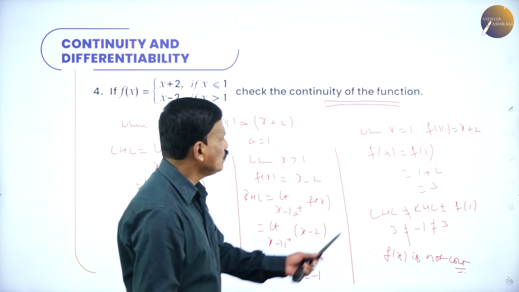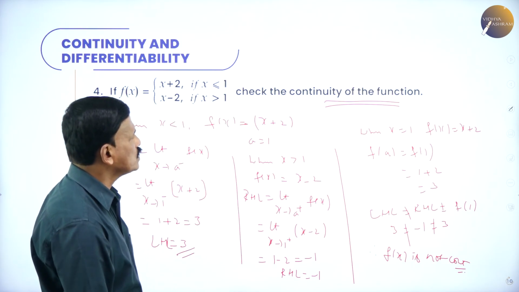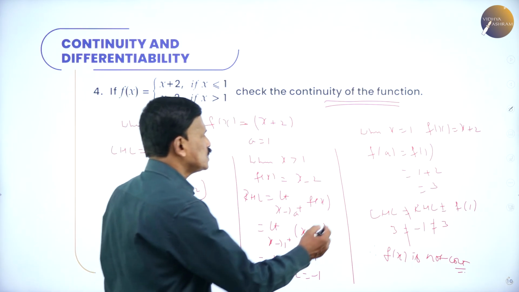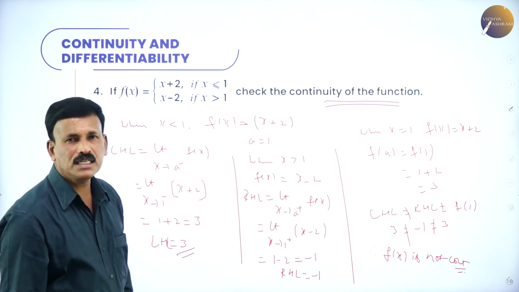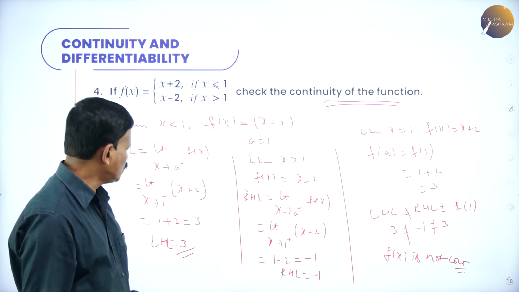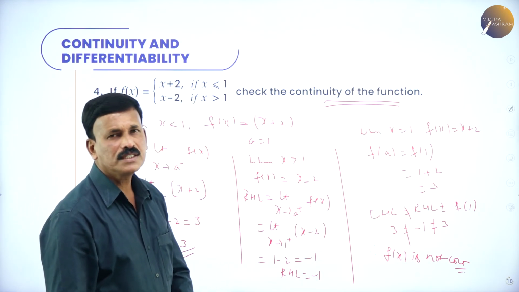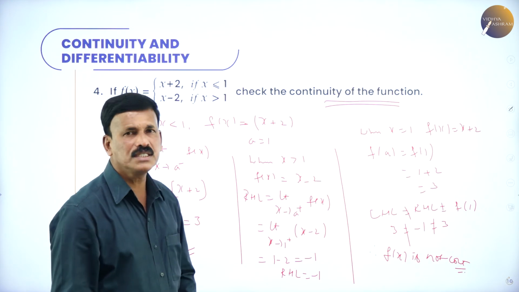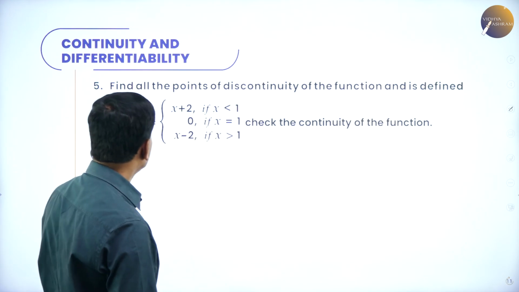So when x is equal to 1, f of x is equal to x plus 2. F of a is equal to f of 1, so that is 1 plus 2, which is 3. Left hand limit, right hand limit and functional value are not equal. So 3 is not equal to minus 1, and that is not equal to 3. Therefore, f of x is not continuous, hence it is a discontinuous function. Now let us come to the next problem.